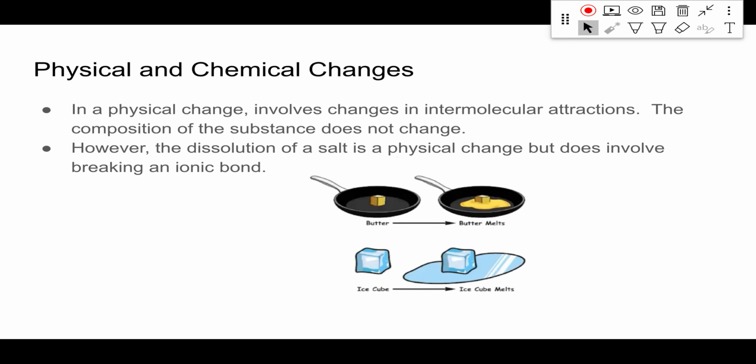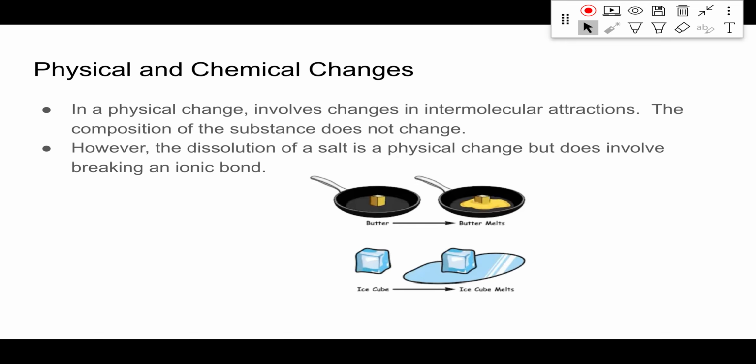So, for example, water molecules might lose their hydrogen bonding attraction, but it doesn't break the bond between the hydrogens and the oxygen in the H2O molecule. So a physical change can involve a change in that intermolecular attraction, but it doesn't change the composition. So the chemical formula is going to stay the same.